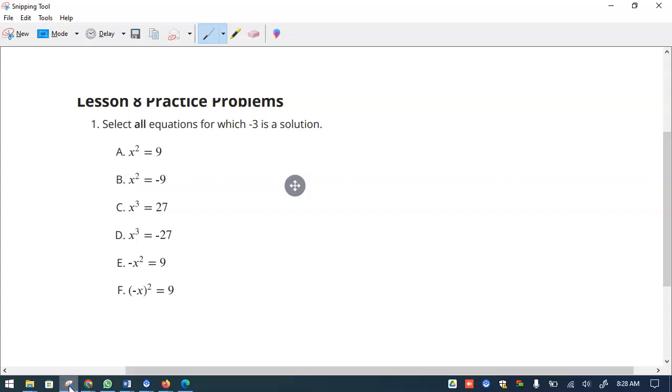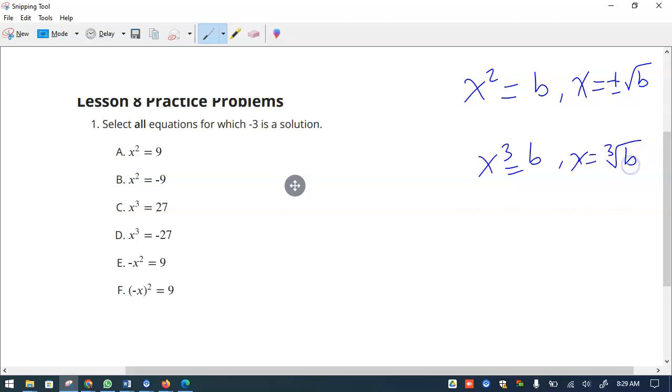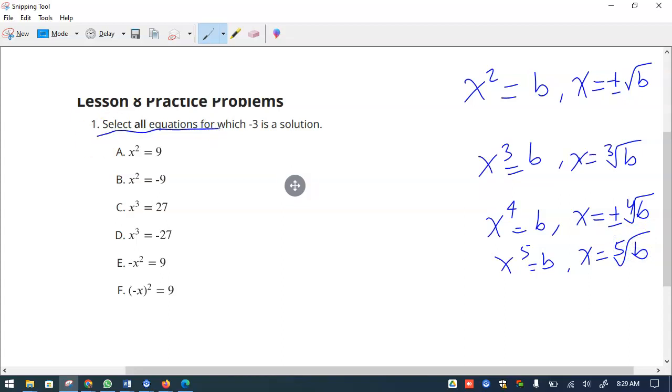Remember two things: if x squared is b, then x equals plus or minus square root of b. If x cubed is b, then x is straight away the cube root of b. If x raised to 4 equals b, then x equals plus or minus fourth root of b. Whenever the exponent is an odd number, x is the fifth root of b, and so on. Now, in the first case, the question is to select all equations for which x equals minus 3.